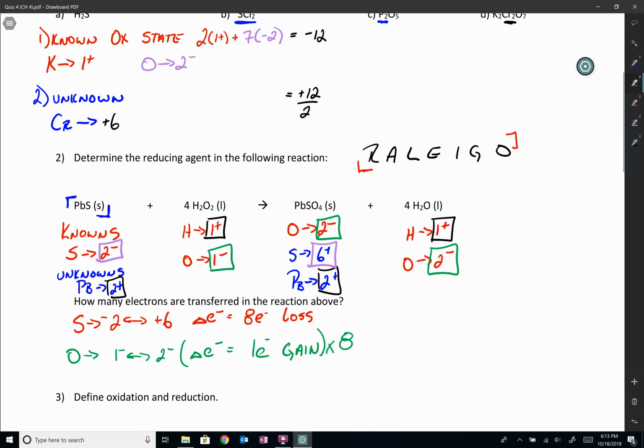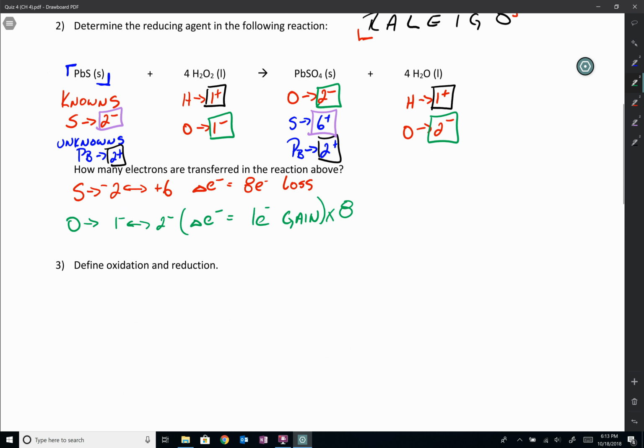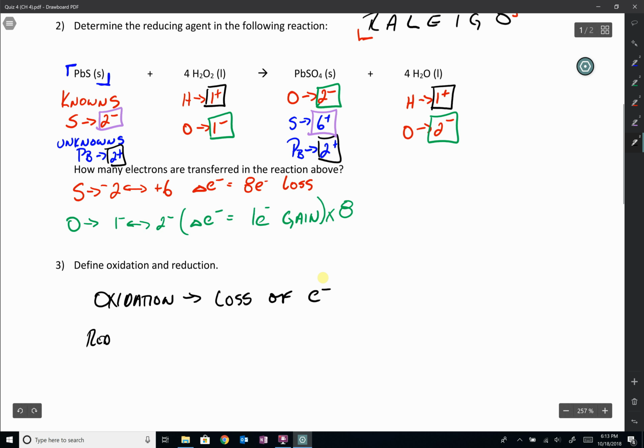So the reducing agent is sulfur, and how many electrons are transferred? 8. All right, last question. Define oxidation and reduction. Oxidation, we can simply say it is a loss of electrons, and reduction is a gain of electrons.